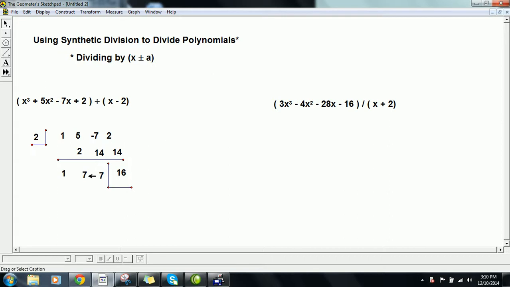So what I've done so far is use a process called synthetic division. You start by taking the opposite of this. So if it's x minus 2, I take a positive 2. Later we'll learn this is the potential root that comes from that potential factor. And then I put the coefficients, 1, 5, negative 7, 2 of my numerator, all in a row.